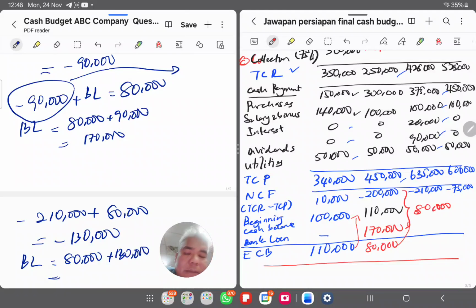Then you total up, and you get the 80,000, the minimum requirement. And this 80,000 also you have to bring up to the beginning cash balance. And then I will let you calculate by yourself. Then you get the bank loan 75,000 and 80,000 here.